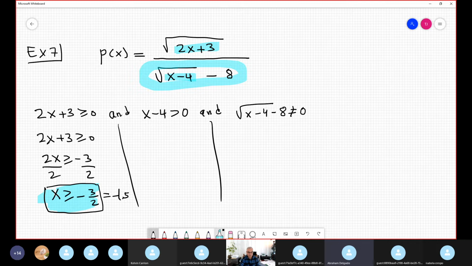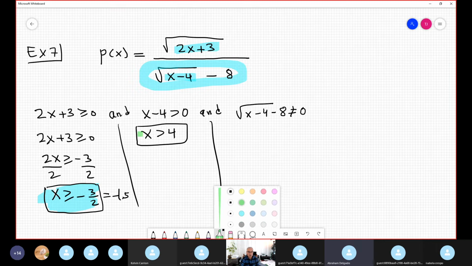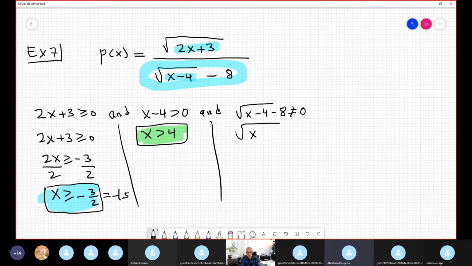The second one is easy. It's x greater than 4, and that's it. Let me use another color, green maybe. And the third one looks like an equation. Remember, I changed to an equation because for me it's easier. I am strong solving equations. I am not strong solving this kind of inequality. But you know it's the negation of this statement.